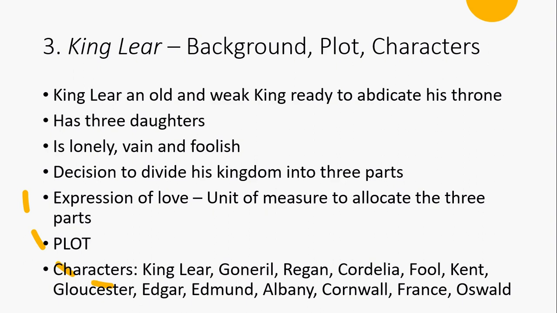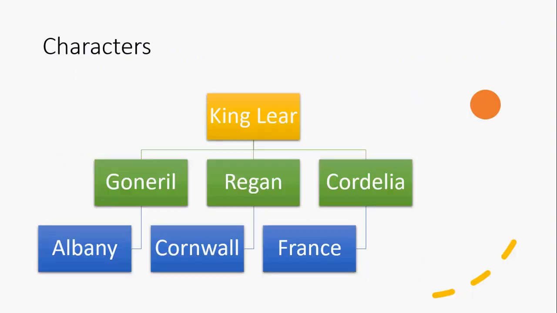We have the 3 husbands of the 3 daughters. Goneril's husband, the Duke of Albany, Regan's husband, the Duke of Cornwall, Cordelia's husband, the King of France. We also have another character, Oswald, who is the steward of Goneril.